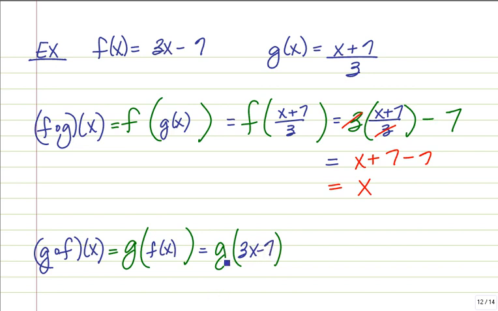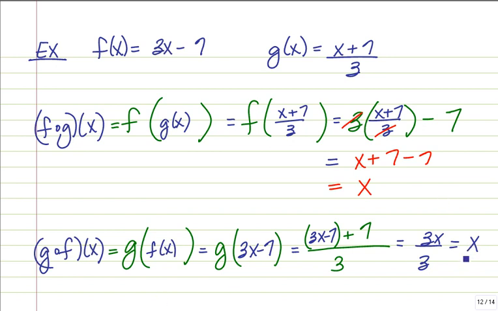So now I'll go to the rule for g. The rule for g says to do this. It says to do x, or whatever you are plugging in, plus 7, and then divide by 3. So what are we plugging in? We're plugging in 3x minus 7. So if we do 3x minus 7 plus 7, we just get 3x over 3, which is simply x.